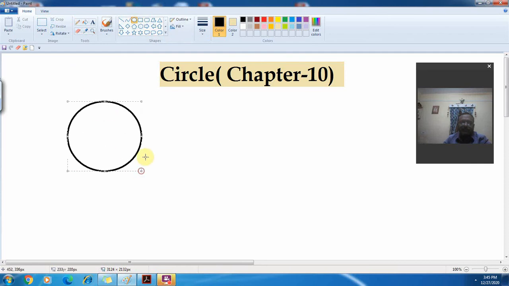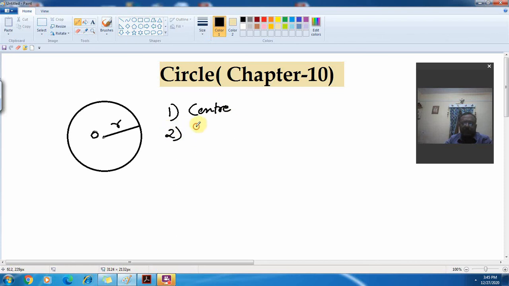Let us draw a circle. This is a circle with center O, and now let us draw a radius. Let it be R. So first we will look at the various terms. These terms you already know about, center. In your lower classes, 9th class, you have already learned about this point, center.